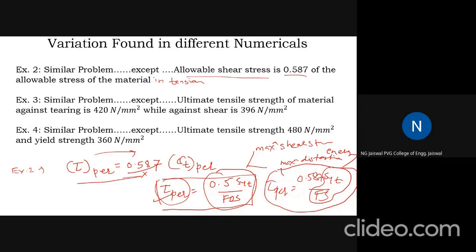That is why if it is mentioned that allowable shear stress is 0.587, or else if it is mentioned to use the maximum distortion energy theory, it means that you want to use this relation, or this relation. These two relations say the same. Permissible shear stress is not equal to 50% of SYT, but it is equal to 0.587 of SYT by that perspective. So I hope I made it clear.